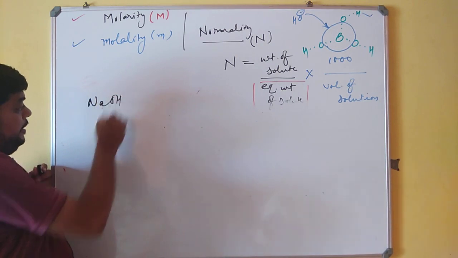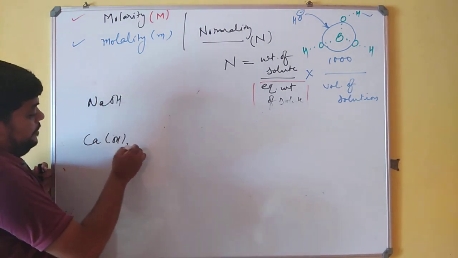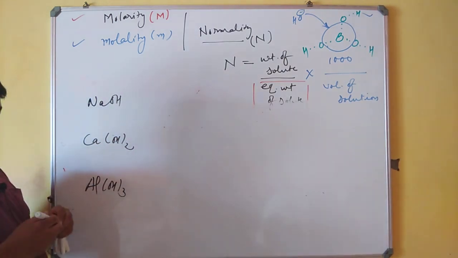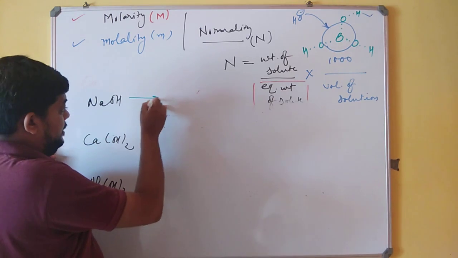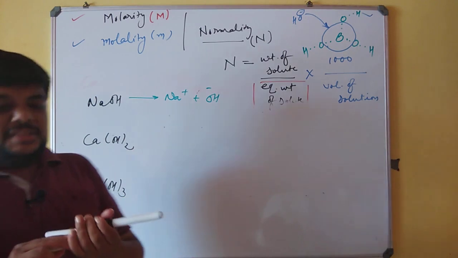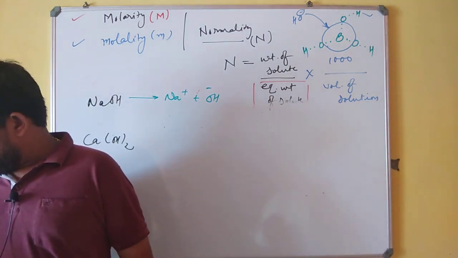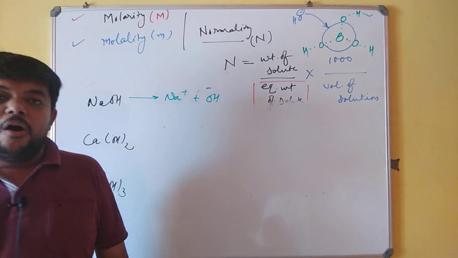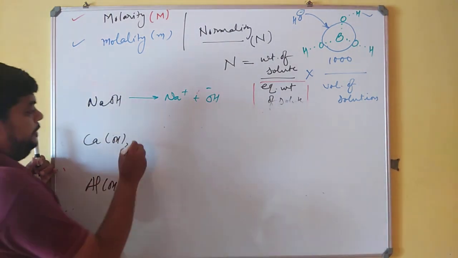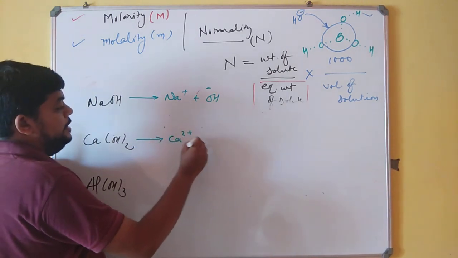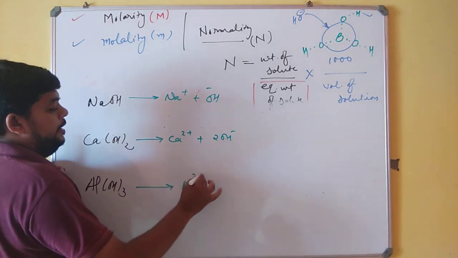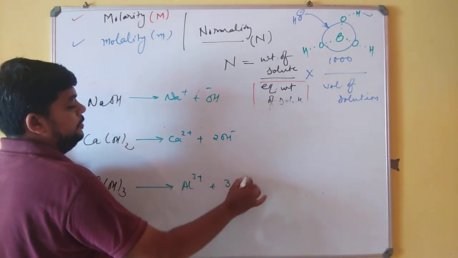Let us take the example of NaOH, Ca(OH)2 and Al(OH)3. Now this is important. Over here if you check, we will just mention Na plus and OH minus. This is just a simple dissociation of a base. Now what happens? Check. Over here it will be Ca2 plus and 2 OH minus. Over here it would be Al3 plus and 3 OH minus.